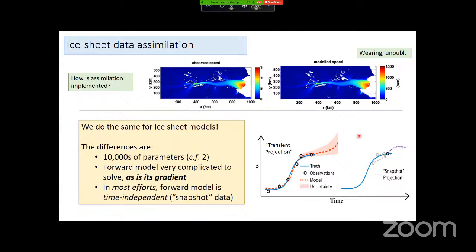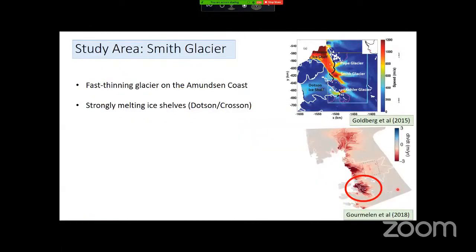And so this is often called a snapshot projection, a snapshot calibration. I think projection is the wrong word. A snapshot calibration is basically taking into account what's going on right now, but not taking trends into account. And this is what is, for the most part, done. Now, before I talk about that first point of what happens if we try to instill trends into ice sheet models rather than just looking at snapshots, I want to talk about my study area. Smith Glacier is a small section of the Amundsen sector.